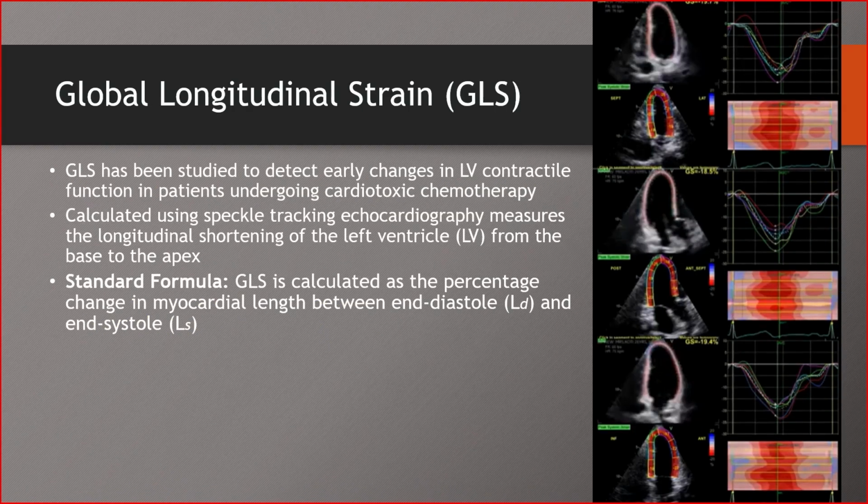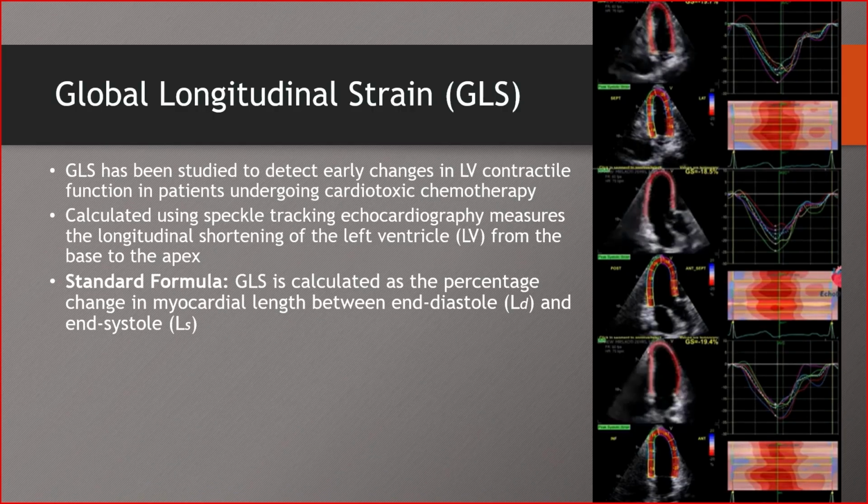All right, global longitudinal strain. It has been extensively studied to detect early changes in LV contractile function in patients who are undergoing cardiotoxic chemotherapy. Usually what it does is assess how well the heart muscle is shortening. So you would assess the length of the heart muscle at end diastole and then at end systole, and then divide that to give you a percentage.